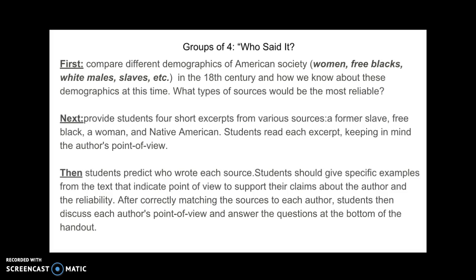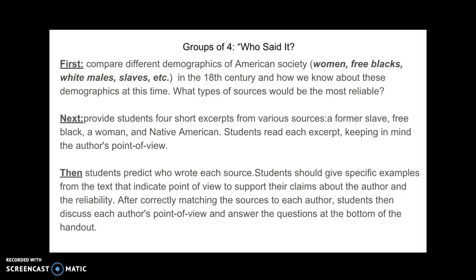Then, students should predict who wrote each source. Students should give specific examples from the text that indicate point of view and support their claims about the author and the reliability. After correctly matching the sources to each author, students should then discuss each author's point of view and answer the questions at the bottom of the handout.